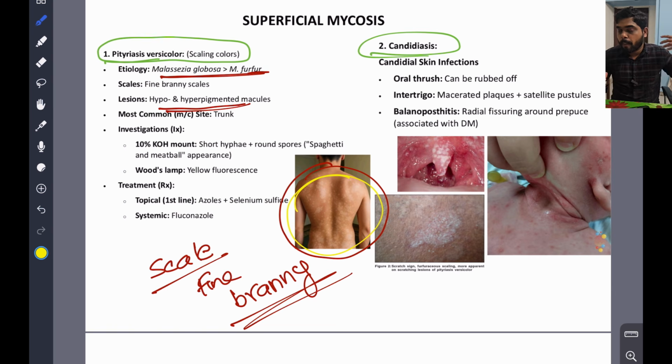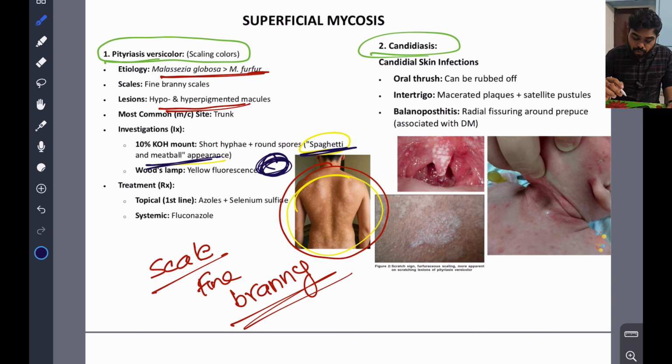And the most common site is our trunk. So an image of a back or trunk with hypo and hyperpigmented macules along with fine bran scales is suggestive of Pityriasis versicolor. In the KOH mount, it gives a spaghetti and meatball appearance. This is also very important. Spaghetti and meatball appearance is seen in the KOH mount. So treatment is azoles, selenium sulfide. If it is systemic, fluconazole.